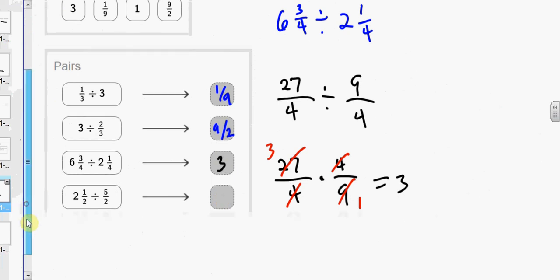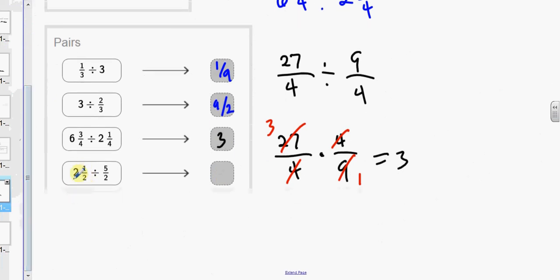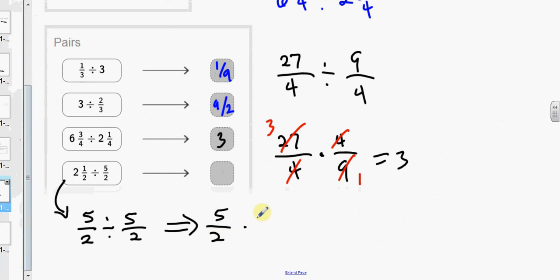You can probably guess that the next one will be 1. Let's see. So this is 2 1/2. Let's convert that to an improper fraction. 2 times 2 is 4, plus 1 is 5, all over 2. That's divided by 5 over 2. That becomes times, flip the second fraction, 2 over 5. And so 5 divided by 5 is 1, and 2 divided by 2 is 1. And so all you have left is just 1.